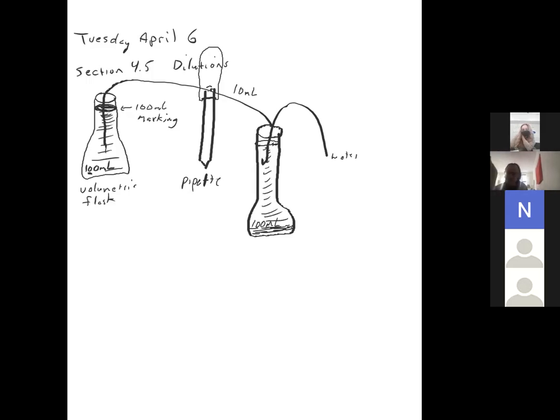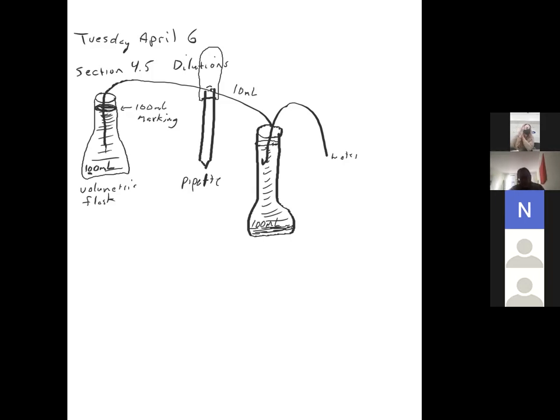What we've done is what's called a 10-to-1 dilution, right? We took 10 milliliters of the original solution and diluted it with about 90 mil. It's not exactly 90 milliliters of water, but around 90 up to 100. And we've diluted it by a factor of 10, right? That's called a 10-to-1 dilution. And so this would allow us to quantify things.